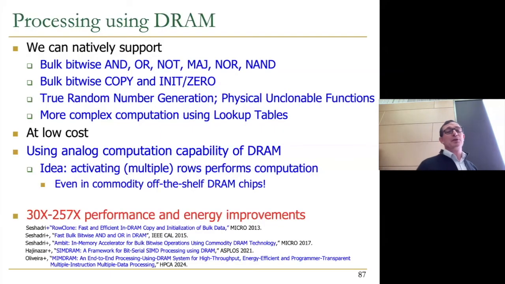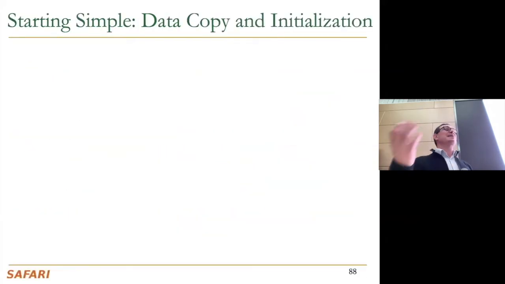So you get significant performance and energy improvements overall, even larger actually, depending on what you do in the system and your bottleneck. So we're going to start simple with data copy and initialization. It's always good to start simple. What is the minimum thing that I can do with a new idea or a new technology?